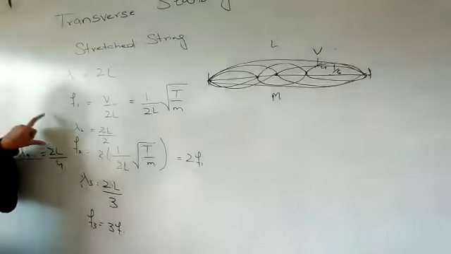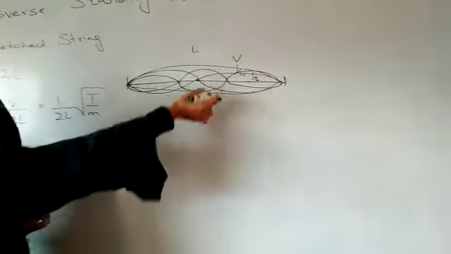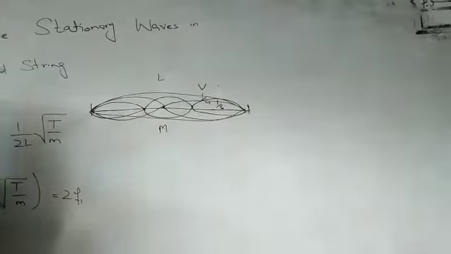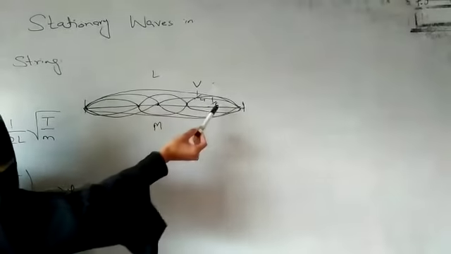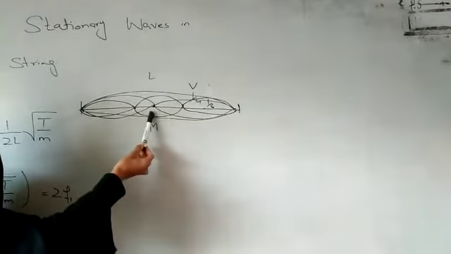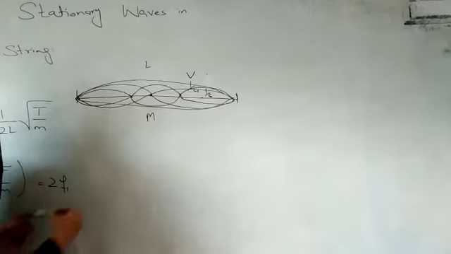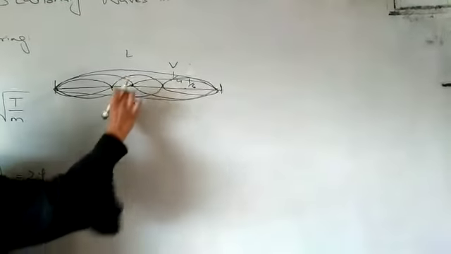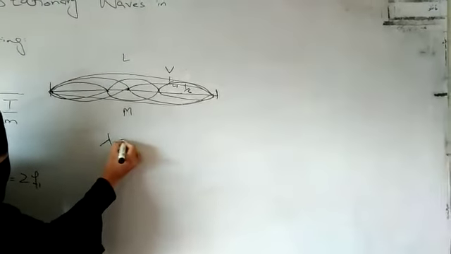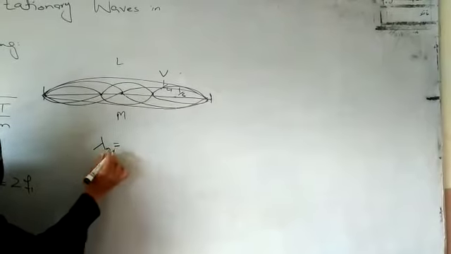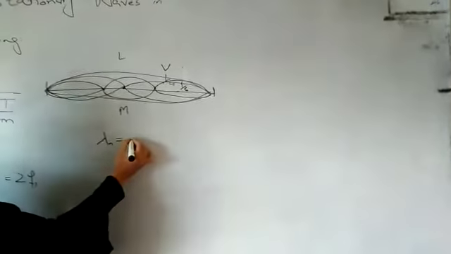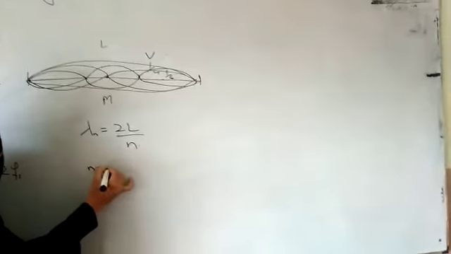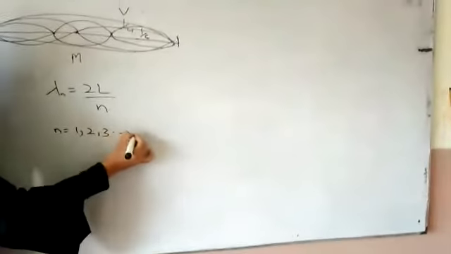So you can generalize this wavelength when you pluck the string at any arbitrary point. When you pluck it at any point, you get a stationary wave such that the string vibrates in complete loops. Either there is formation of 1 loop, 2 loops, or any number of loops. We can write the expression for wavelength when you pluck it at any arbitrary point: lambda n is equal to 2L divided by n, where n is equal to 1, 2, 3 and so on.